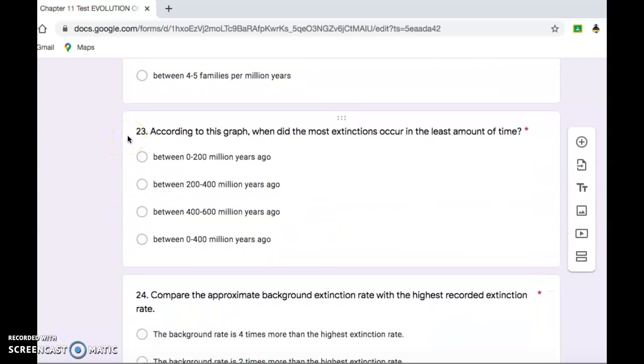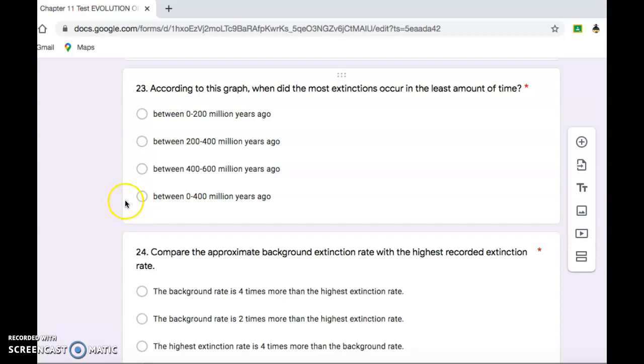Number 23. According to this graph, when did the most extinctions occur in the least amount of time? Between 0 to 200 million years ago? Between 200 to 400 million years ago? Between 400 and 600 million years ago? Or between 0 to 400 million years ago?